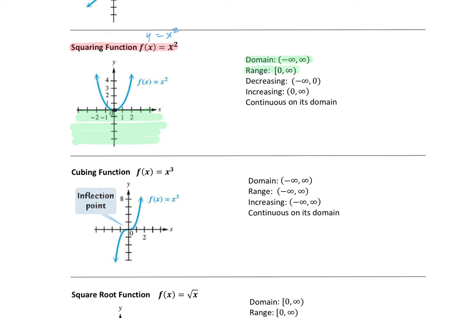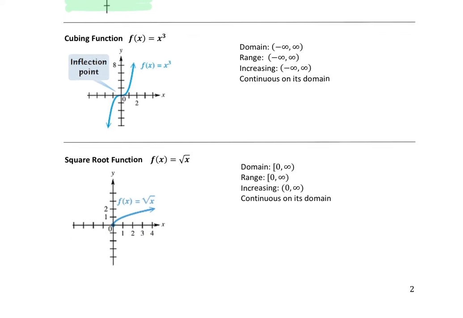And now this function goes down from x equal to negative infinity to x equal to 0. So that's where it's decreasing. But then at 0, it goes back up. So it's going to be increasing from 0 to positive infinity, which is what we have listed to the side here. This function as well is continuous on its domain.